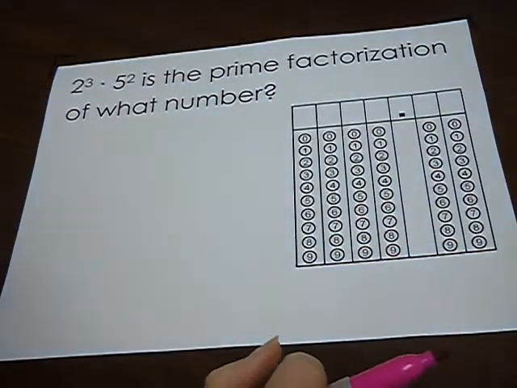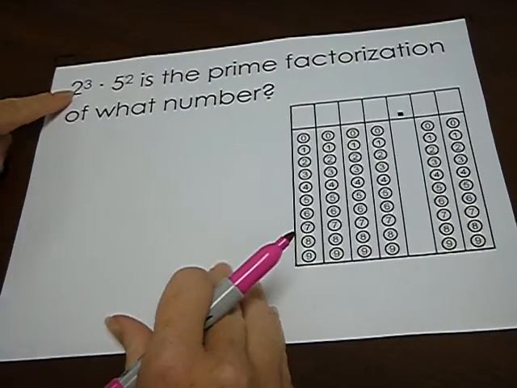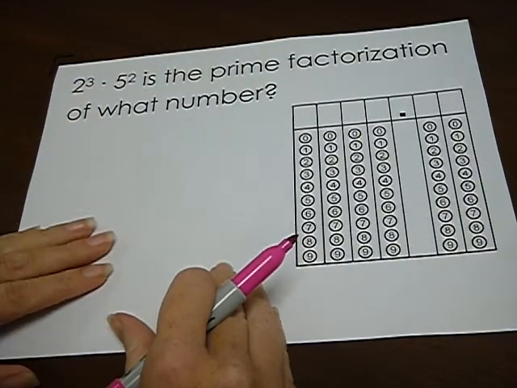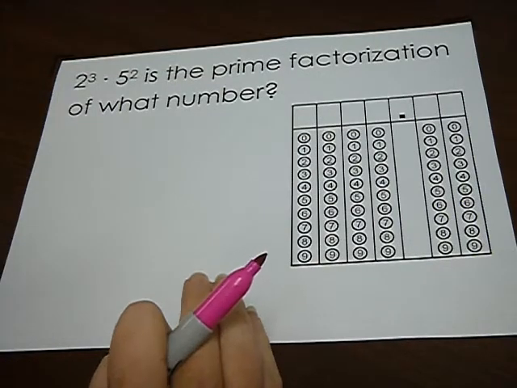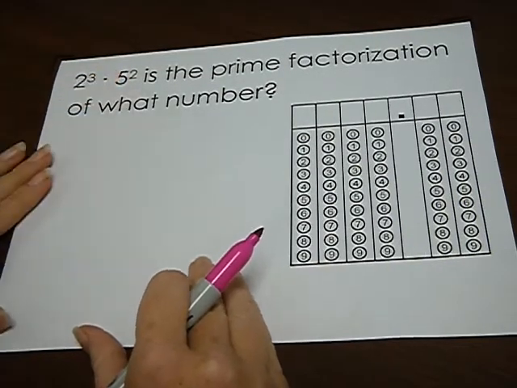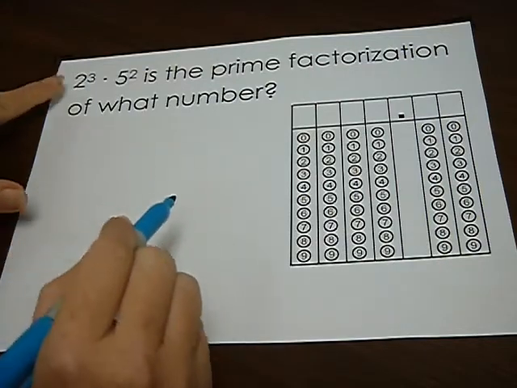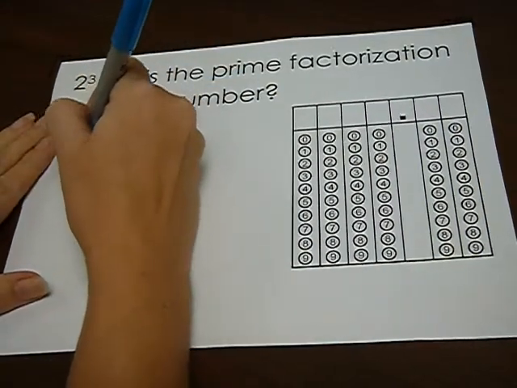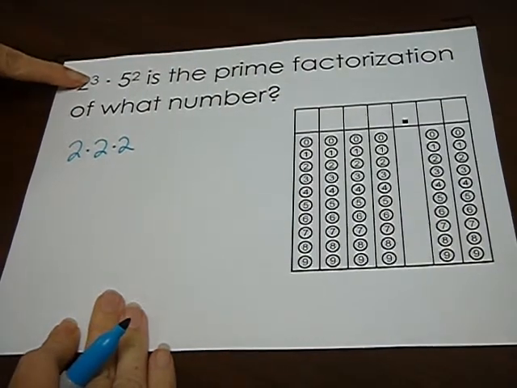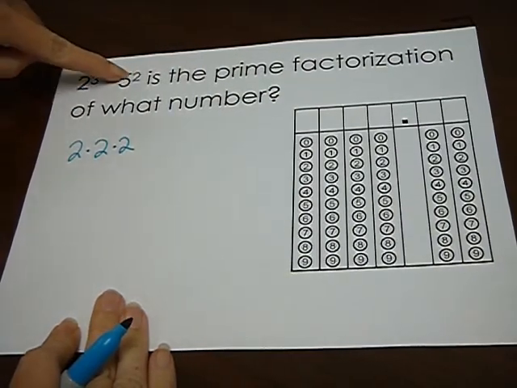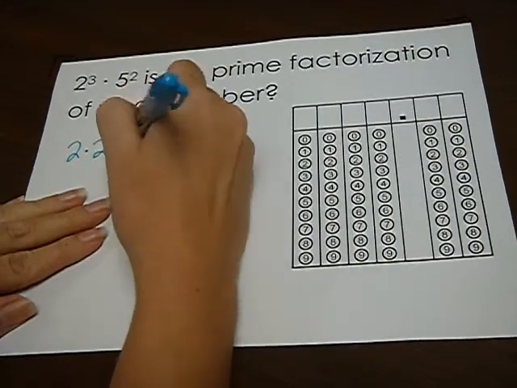We also need to be able to work backwards. 2 cubed times 5 squared is the prime factorization of what number? The important thing to do is to stretch this out into its factor form first. So I'm going to write all the factors out. 2 times 2 times 2. I wrote it 3 times because that's what the exponent was. And then I need to write 5 2 times.